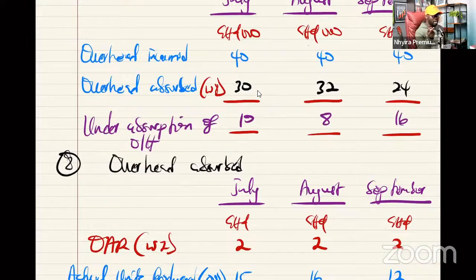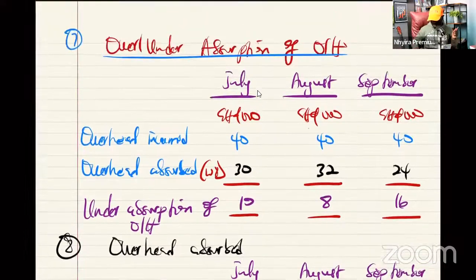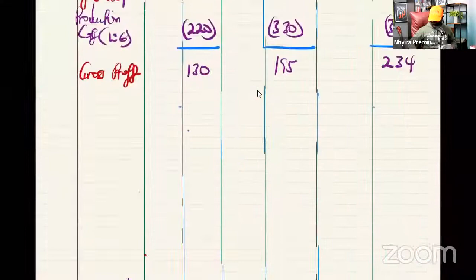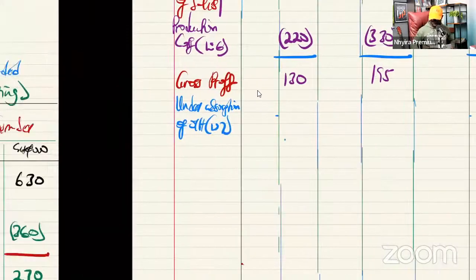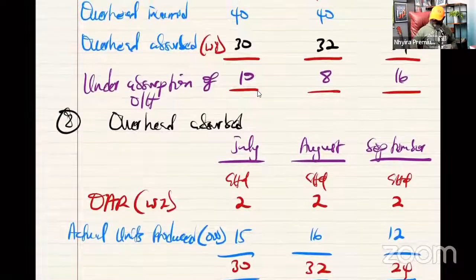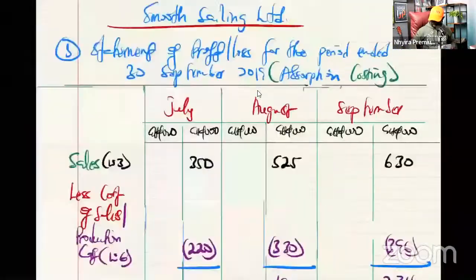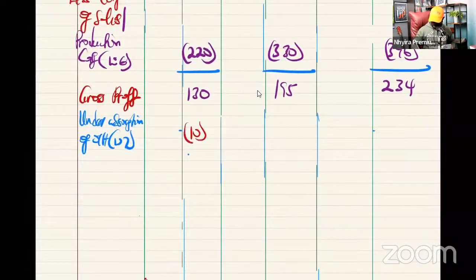And when overhead is under-absorbed, what do we do? We deduct it from the gross profit. So that is working 7, and we bring in under absorption of overheads. Do you understand? Raise your hand and we bring you up, or put it in the chat. Working 7. We're going to be deducting that respectively: 10, 8, 16. We deduct that because overhead is under-absorbed.